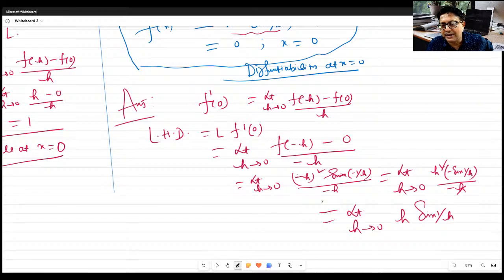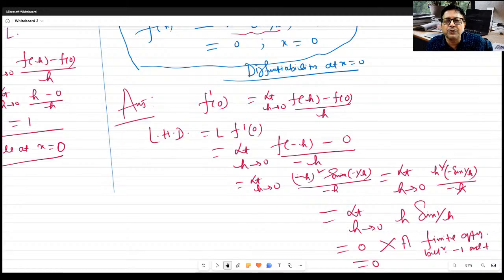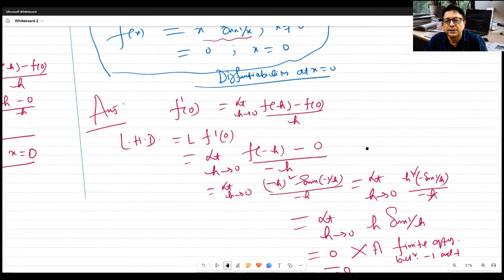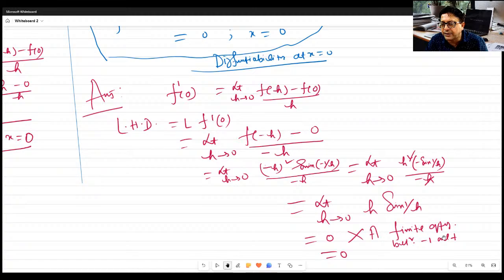How do I evaluate this limit? 0 into a finite quantity between minus 1 and plus 1. What will be its value? This thing is going to be equal to 0. So L f dash 0 equal to 0. For this function, L f dash 0 equal to 0. A finite quantity between minus 1 and plus 1, 0 into that must be equal to 0.